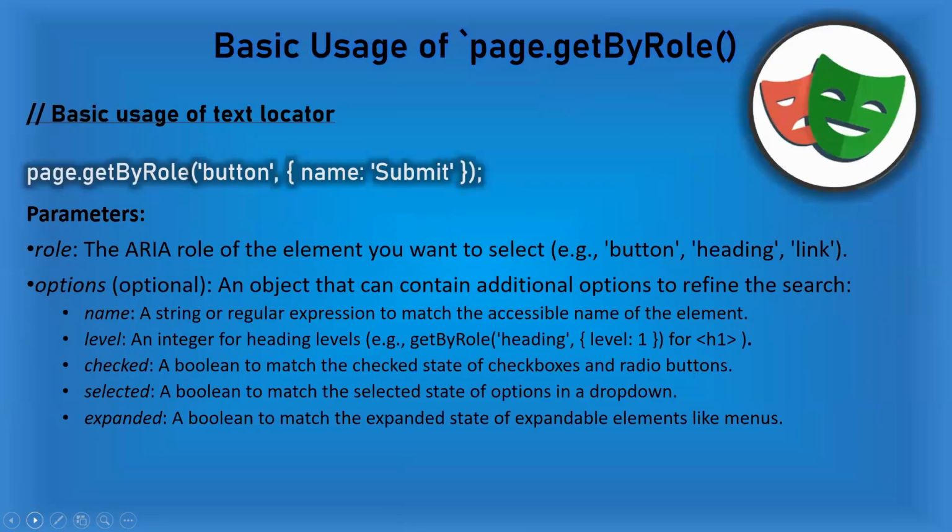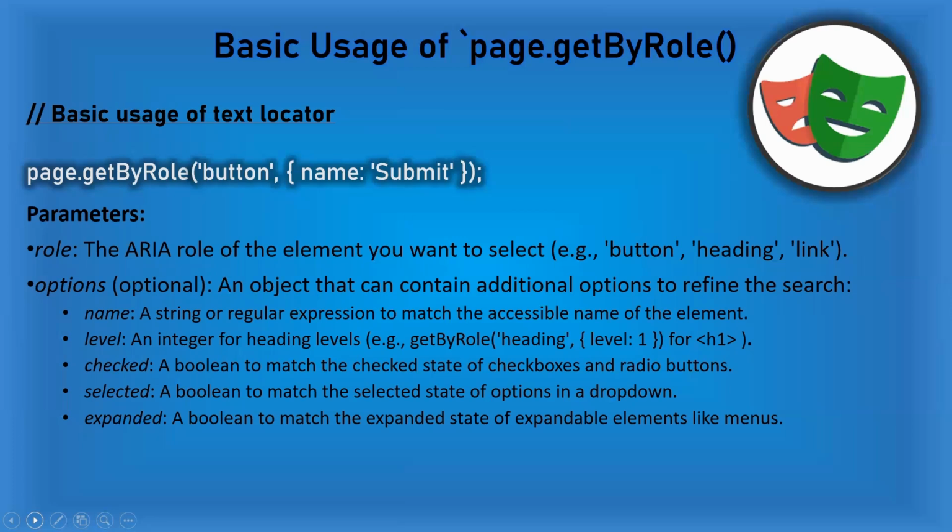Now let's understand the basic usage of page.getByRole. In order to use the getByRole locator, we will be using the page object: page.getByRole. Inside this, we give the actual role that we are looking for. Optionally, you can give other parameters such as name, level, checked, selected, expanded. As for the role, any element can have a role, maybe button, heading, link, and so on.